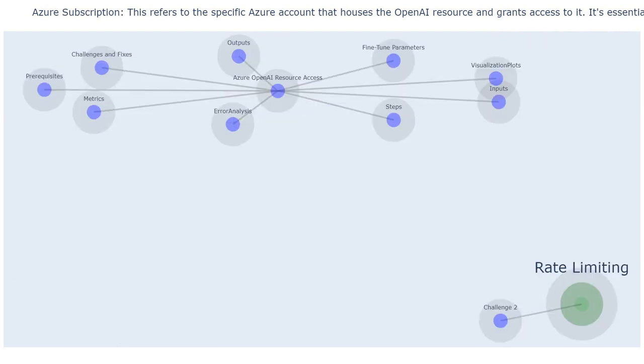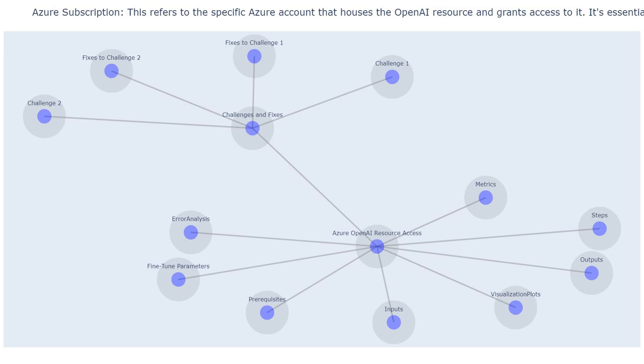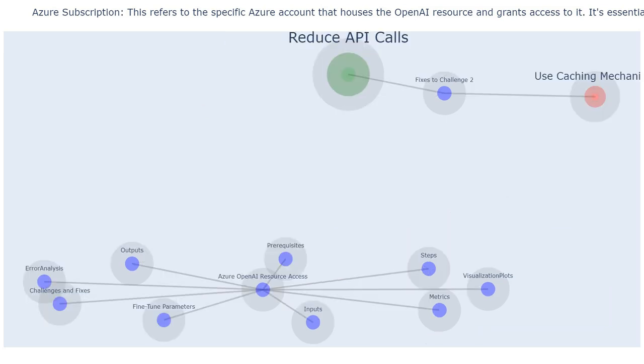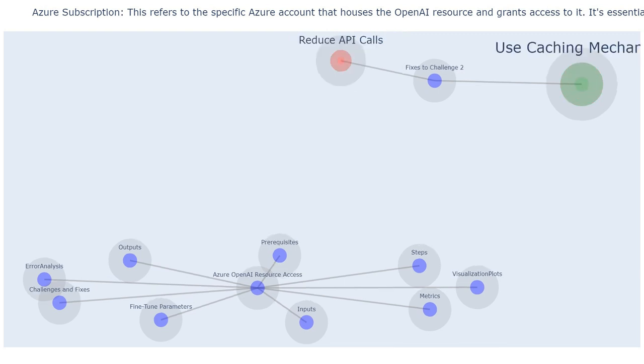Challenge 2. Rate limiting. Fixes to Challenge 2. Reduce API calls if you are exceeding the allowed number of API calls per unit of time. Consider reducing the frequency of calls or batching requests together. This helps to stay within the limits and prevent throttling. Use caching mechanism. Implementing a caching mechanism can significantly improve performance by storing frequently accessed data and reducing the number of API calls. It's a common optimization technique to handle high volumes of requests.